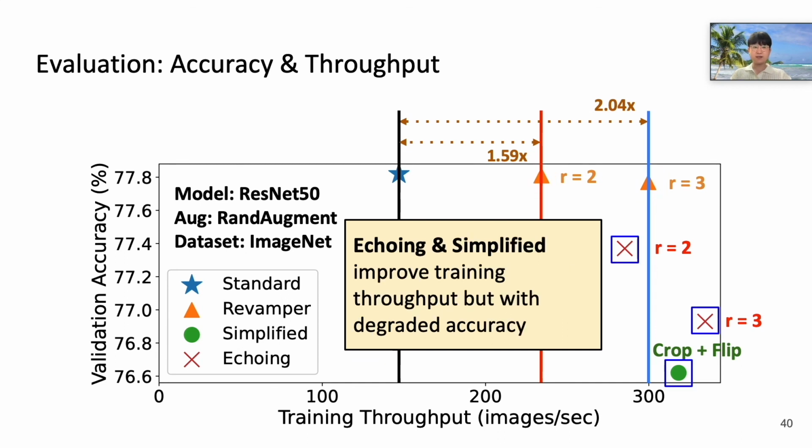On the other hand, data echoing shows lower validation accuracy even with the lowest reuse factor of 2. This is because data echoing harms the diversity of augmented samples because it directly reuses the fully augmented samples, unlike Revamper. The simplified setting also shows substantial accuracy drop, demonstrating that simply removing augmentation layers does not provide good trade-offs between training throughput and model accuracy.